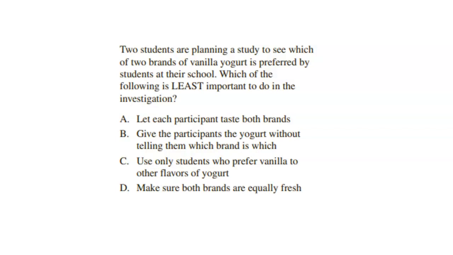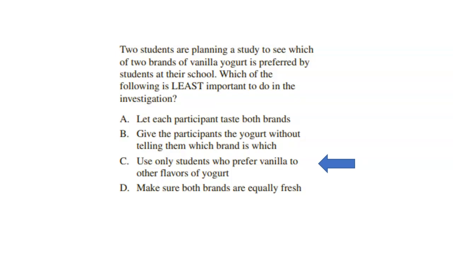I would think that, obviously, letting them taste both brands is going to be important. Giving the participants the yogurt without telling them which brand is which, I think would be important. If you told them one was one brand and one was another brand, they might have preconceived notions that impact their choice. Use only students who preferred vanilla to other flavors of yogurt. I don't know that that's going to be preferable. The most important thing, make sure both brands are equally fresh. That for sure needs to be. You can't have one that's nearly outdated and the other one being fresh. That could possibly impact your results. And so you could see that C would be the answer there.